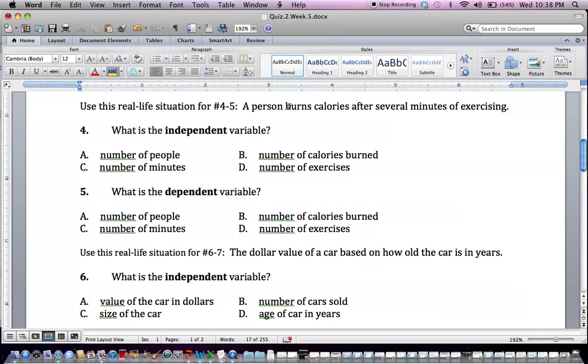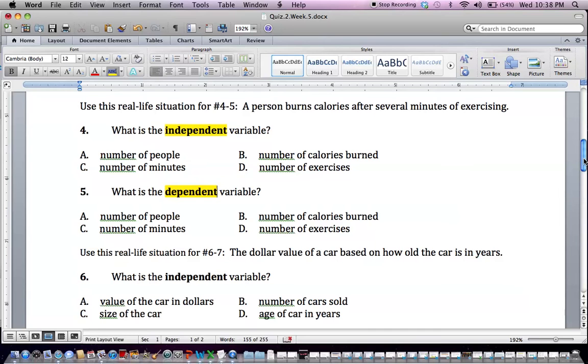Same thing here. A person burns calories after several minutes of exercising. What is the dependent variable? A, number of people. B, number of calories burned. C, number of minutes. D, number of exercises. Dependent variable. Okay? So number 4 was independent, number 5 dependent.